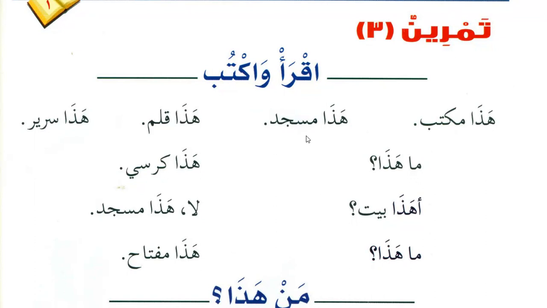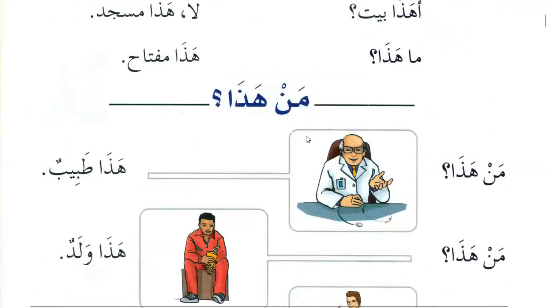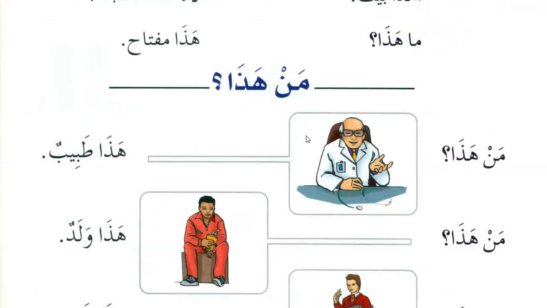And next, ma hadha, the "this one". Ma hadha? Hadha kursiyun. Hadha baytun. Hadha masjidun. Correct. Ma hadha? Hadha miftahun. Yes, key. Next we have man hadha.